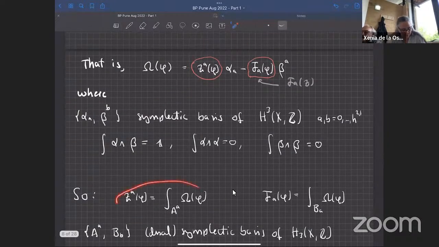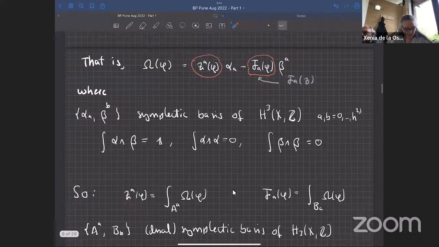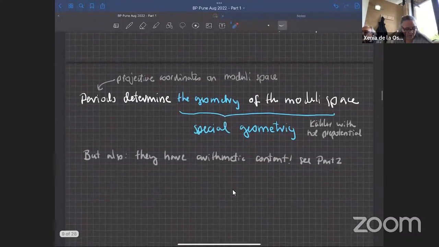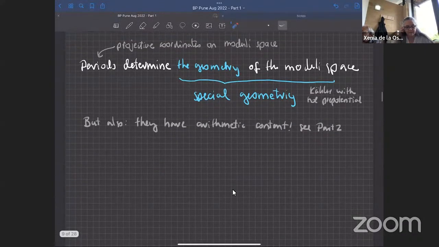They're called periods because they are periods of the holomorphic three-form. So the integrals over the dual symplectic basis of cycles, that I call capital A and B here, will give you the periods. Okay, so those are the periods. As I just said, they are projective coordinates on the moduli space, and they determine the geometry of the moduli space. This is called special geometry.